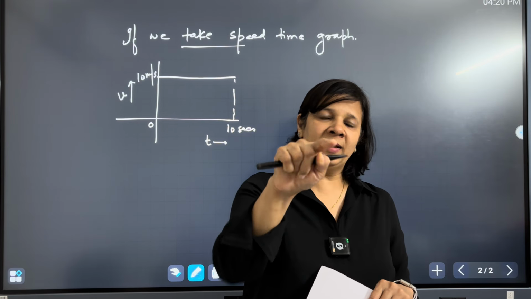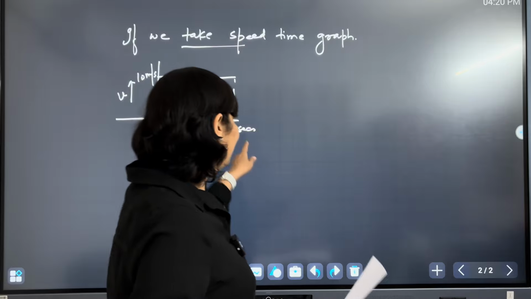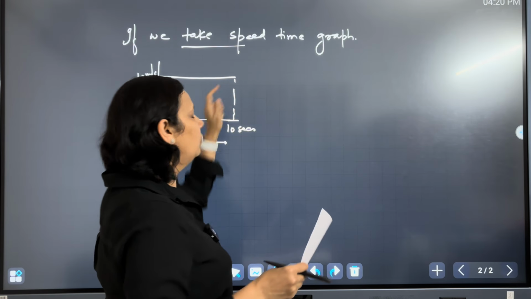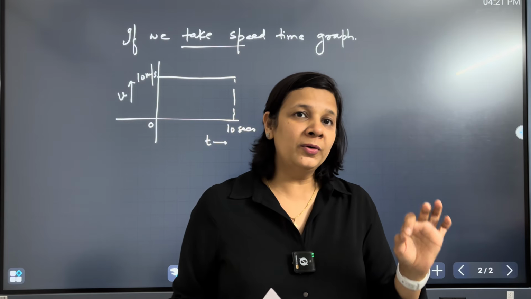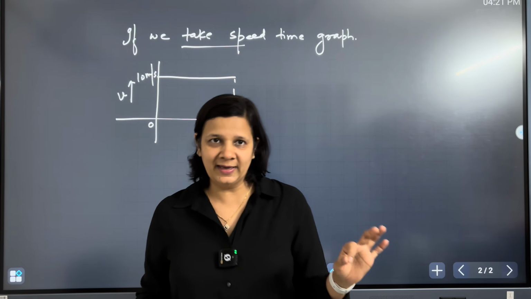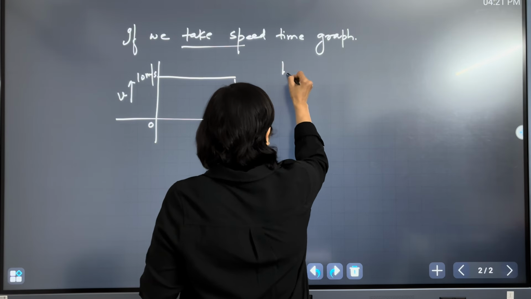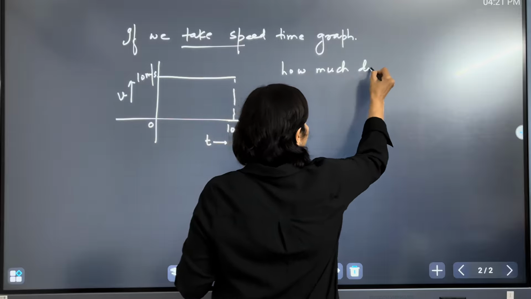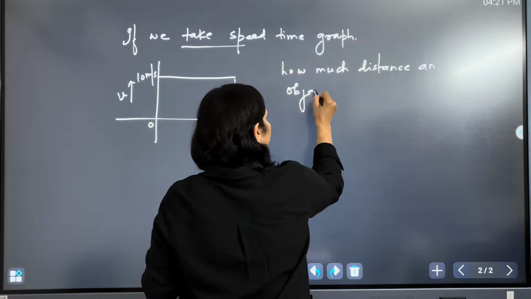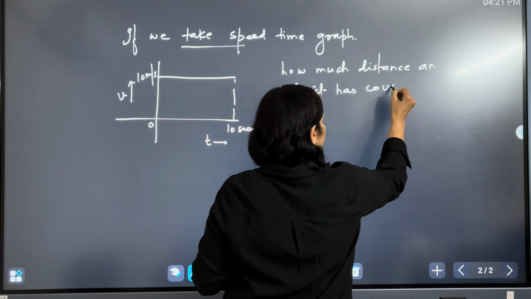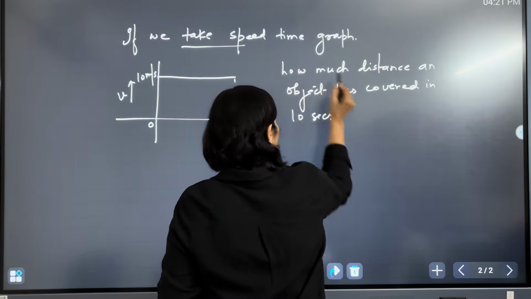Because the object is moving in a straight line, speed and velocity, they both are same, right? So I can say that the slope of this graph is 0, so the object is moving with a constant velocity, right? Acceleration is 0. But if I want to ask a different question, how much distance the object has covered in 10 seconds. Question is, how much distance an object has covered in 10 seconds. So this question is simple.